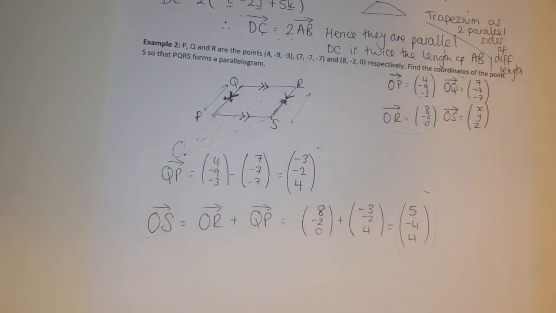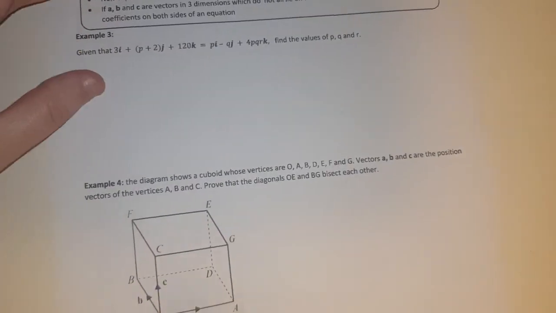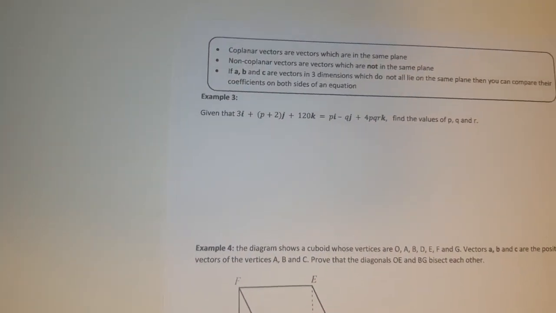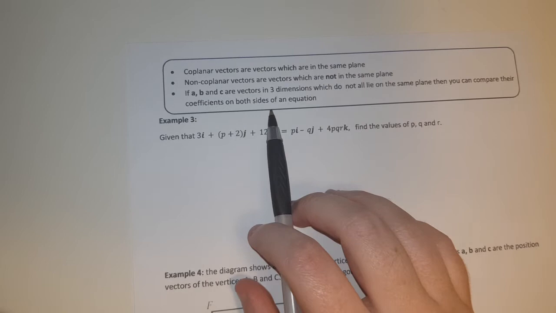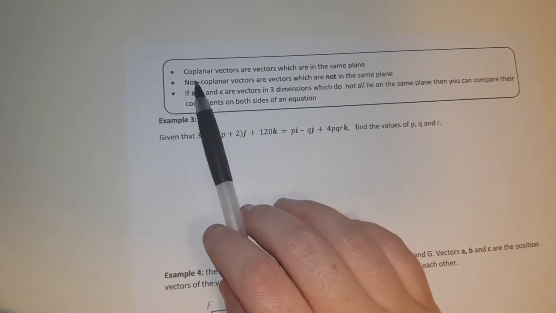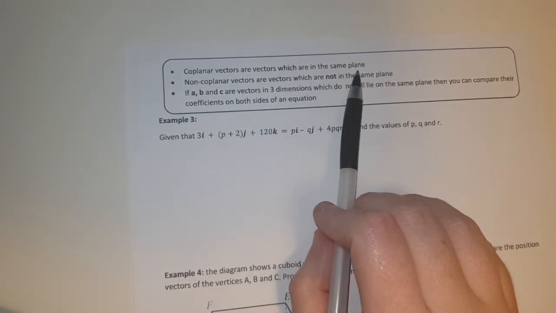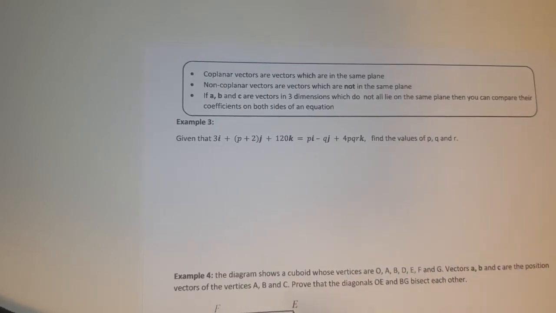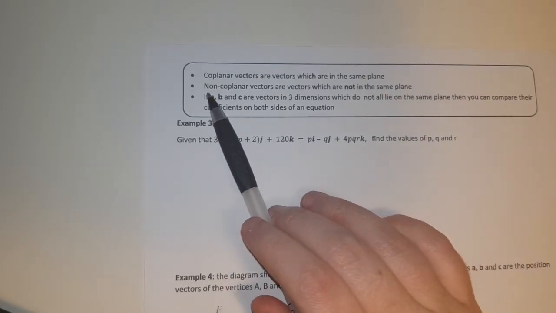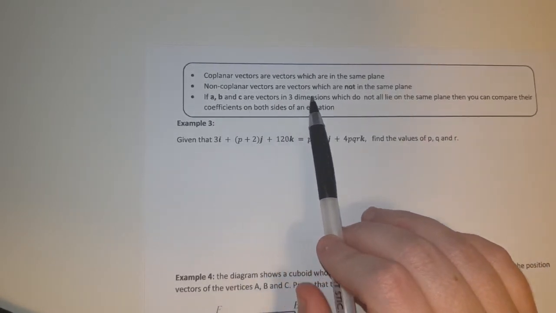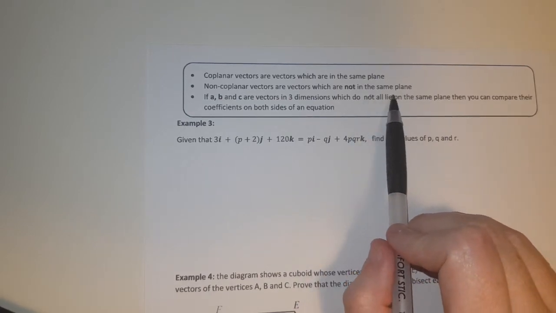Right guys, next part, sorry, just knocked the camera there. What we've got is a little bit more information to add to the one I gave you yesterday. So coplanar vectors are vectors which are on the same plane, and it will be described in the question. Non-coplanar are vectors which are not in the same plane.